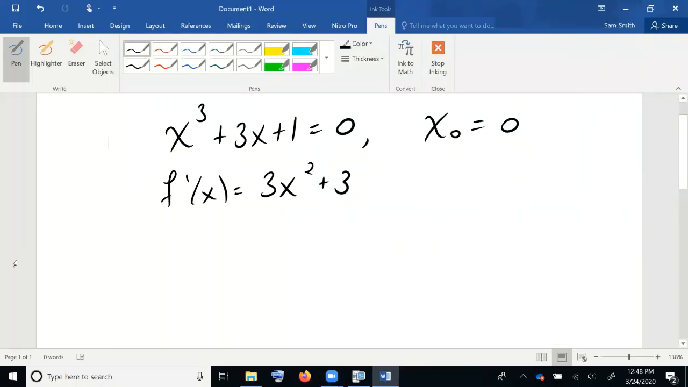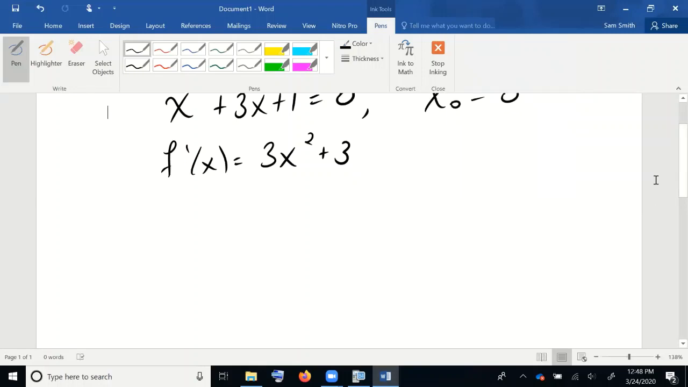So I wanted to record a brief video to show, in my opinion, a nice calculator trick to deal with Newton's method, I think, quickly and easily. So to take, for an example, let's have f of x equals x cubed plus 3x plus 1. Let's start with an initial guess of x naught equals 0. And I've just found the derivative f prime of x is equal to 3x squared plus 3.